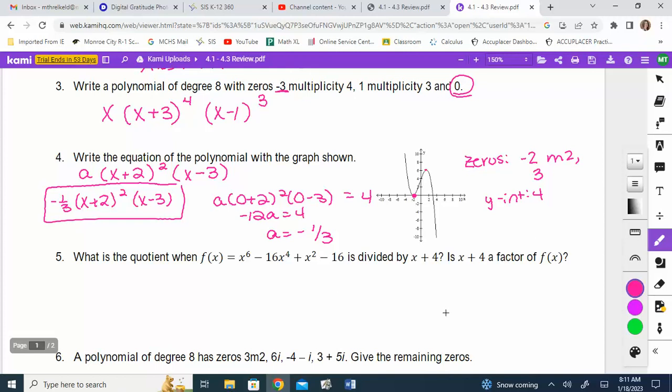All right, number 5. What is the quotient when this is divided by x plus 4? So what would we do? Synthetic division. What number goes outside? Negative 4. And then what would my coefficients be? 1, 0, negative 16, 0, 1, 0, and negative 16. We've got a lot of missing powers here.